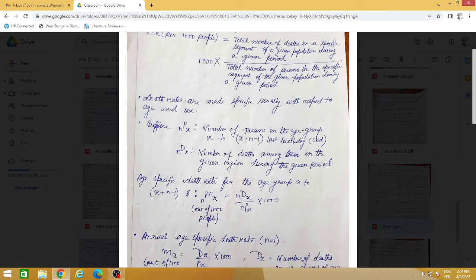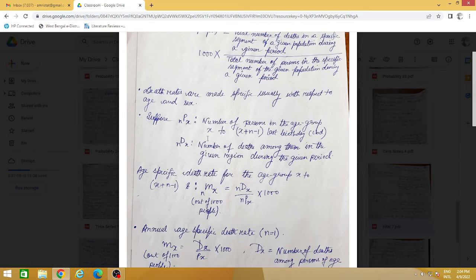So suppose we denote this. NPX, what is NPX telling me? It is the number of persons in the age group X to X plus N minus 1. I have written LBD. LBD is another important term. It is the last birthday. So the person will be aged between X and X plus N minus 1 at the last birthday. The next birthday has not yet arrived. So NPX is the population number, and NDX is the death number: the total number of deaths among this population in that given region in that given period.